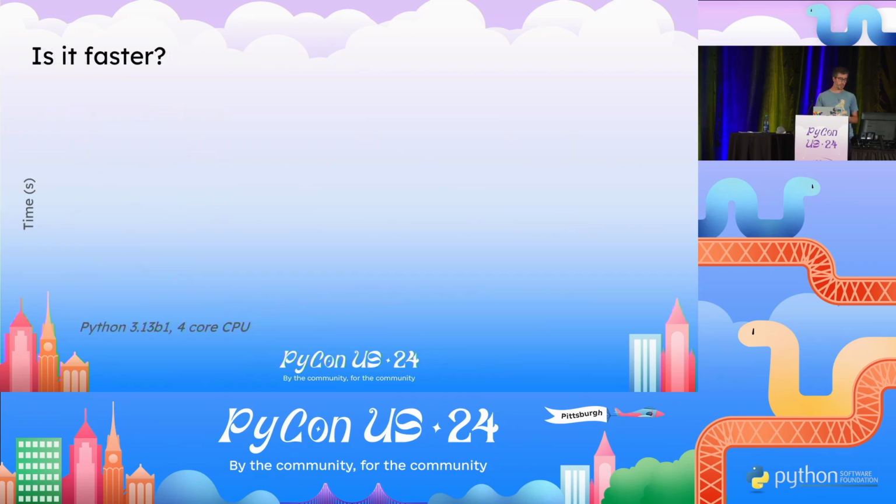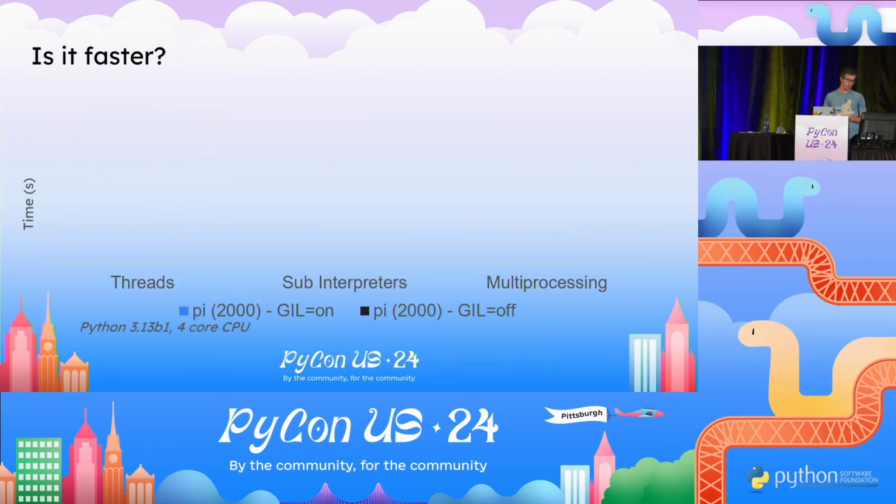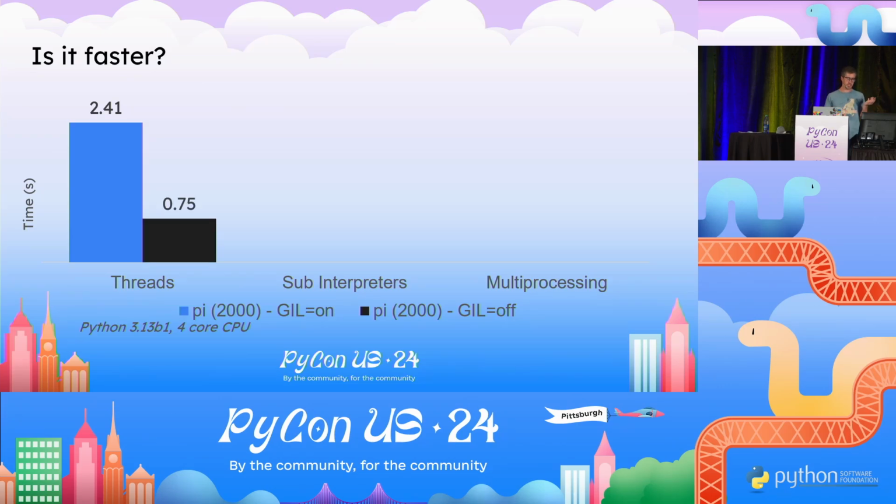So is it any faster? I did a small benchmark this week, because again, this only came out last week, with the GIL on and the GIL off to calculate pi to 2,000 digits. And remember last time with threading, it was slow. So with the GIL on, it's significantly slower than with the GIL disabled. That's kind of what you would hope for, right? If you run in a thread pool to calculate pi concurrently, it is using that across multiple cores.